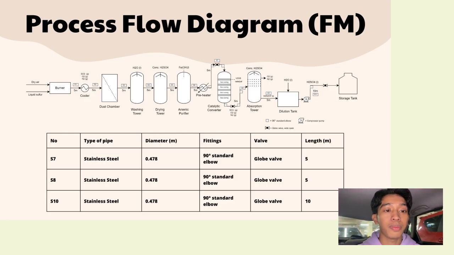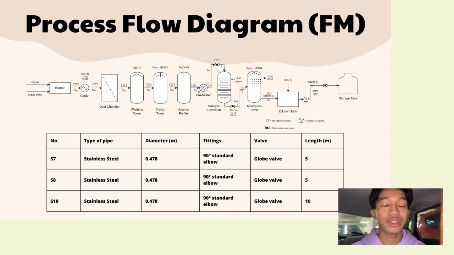As you can see from the pipe diagram, the type of pipe that we use is stainless steel. The diameter of the pipe is 0.47 meter and is fitted with a 90 degrees standard elbow. The valve is a globe valve and the length of the pipe is 5 to 10 meters.